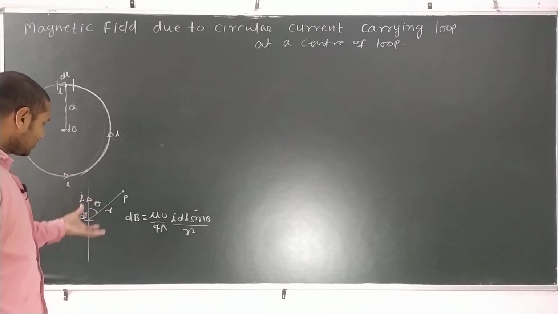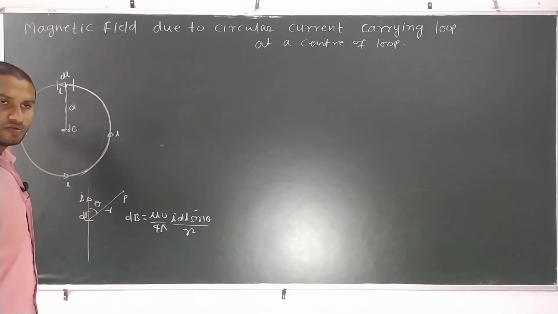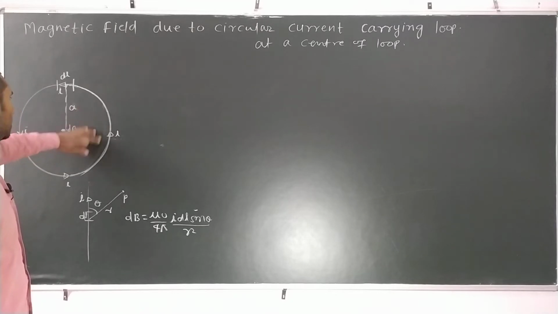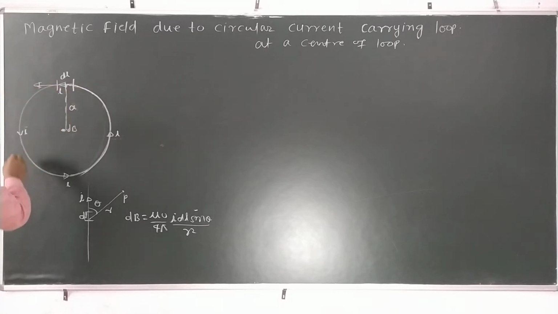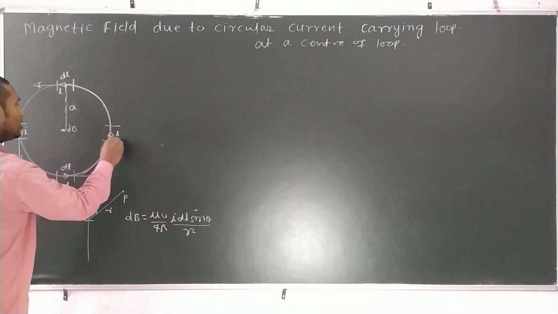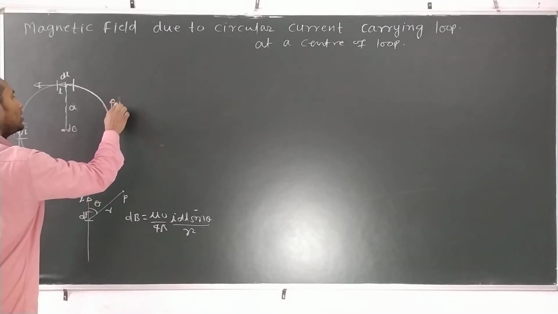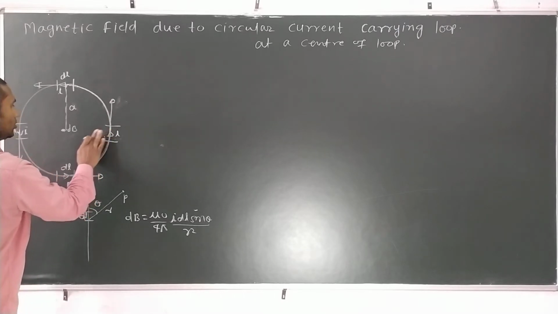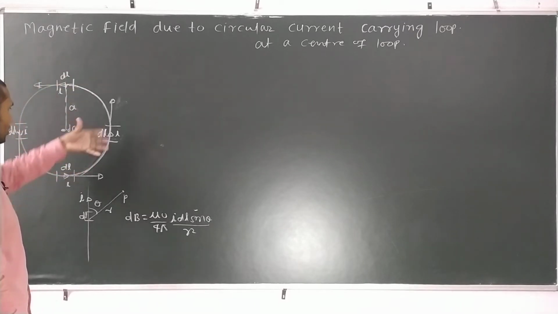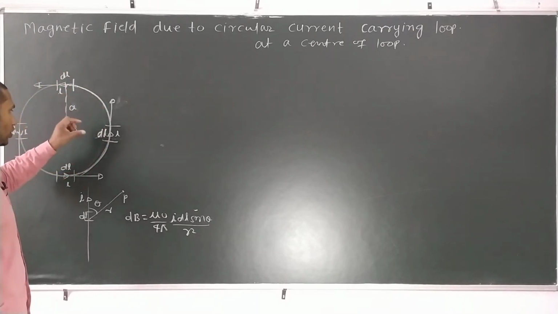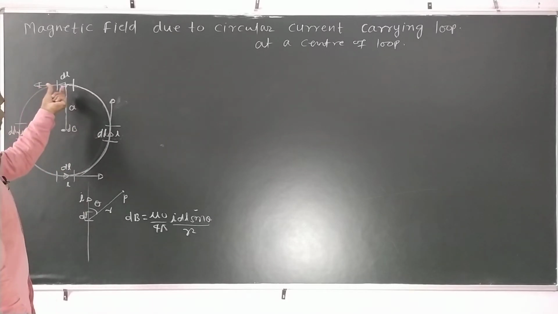We use this concept to find the magnetic field due to the whole circular current carrying loop. Let us see here. We cut an element dl, and this element has its direction along the direction of electric current. We also cut an element here, dl, and another element here, dl, each in the direction of current. Suppose the length of the whole wire is L, so we cut elements of length dl, and due to each dl we find a magnetic field.